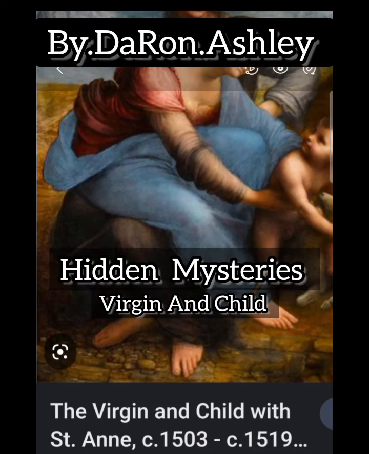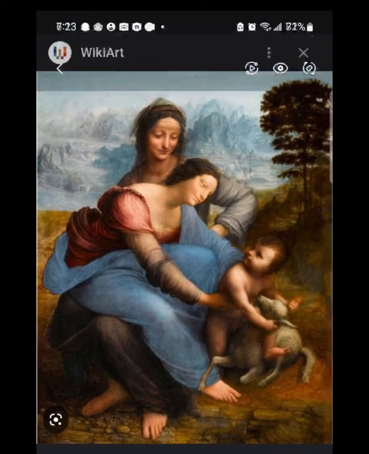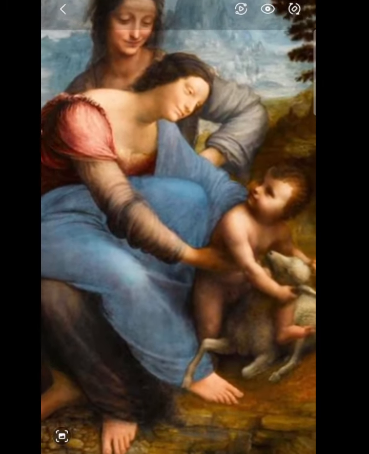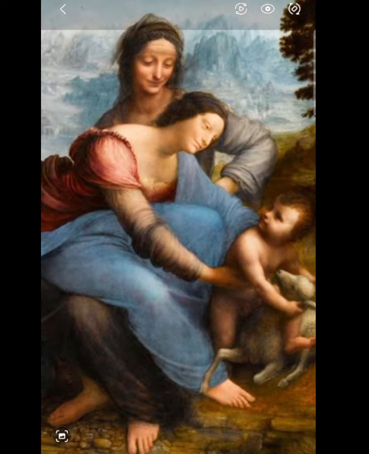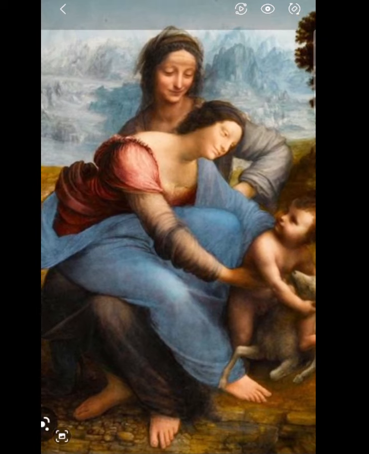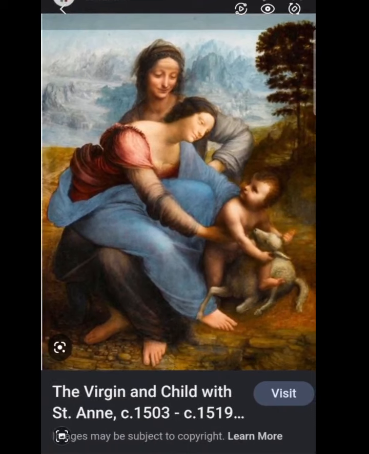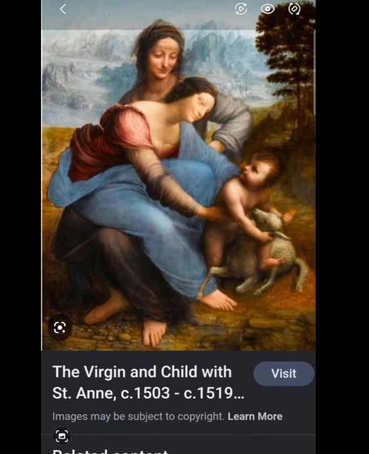What's going on, y'all? I want to bring something to your attention that the ancient ones have enlightened me on: there are puzzles that Leonardo da Vinci has left, hidden puzzles of coded messages, that really amazed me and caught my attention. This painting, they said, is one of the last paintings of Leonardo da Vinci, the Virgin and Child with Saint Anne.